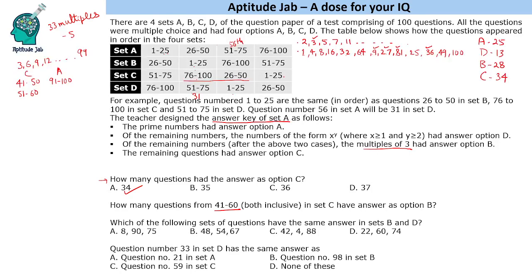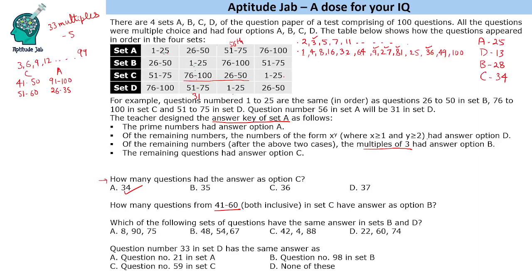Why we need to convert to set A is because we know the answers only of set A. So we will need to map accordingly. So in all the questions that we shall do, we will have to map with respect to set A in order to find the answer. Okay. 51 to 60 is basically 26 to 35 of set A.